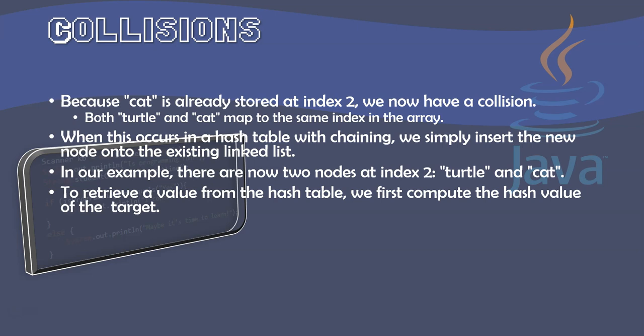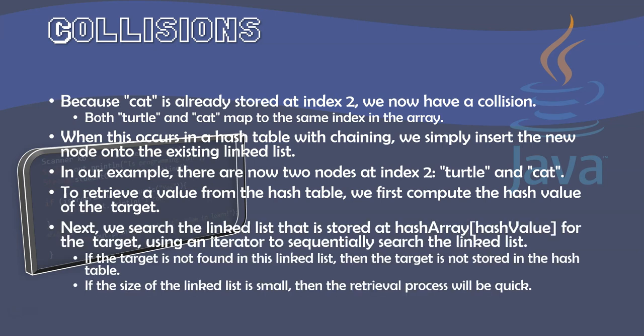If I want to retrieve a value from the hash table, we first compute the hash value of the target. Next, we search the linked list that's stored at that hash value for the target, using an iterator to sequentially search the linked list. If the target is not found in this linked list, then the target is not stored in the hash table. And if the size of the linked list is small, then the retrieval process is going to be quick, because the fewer items you have, the fewer items you have to search through.